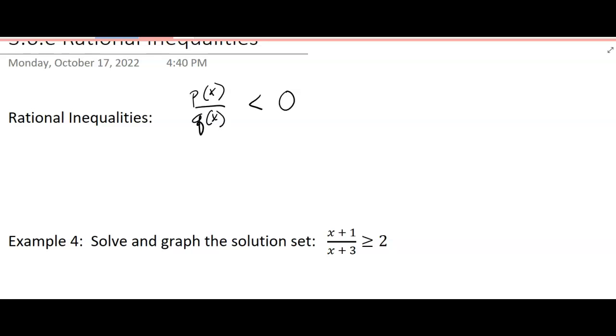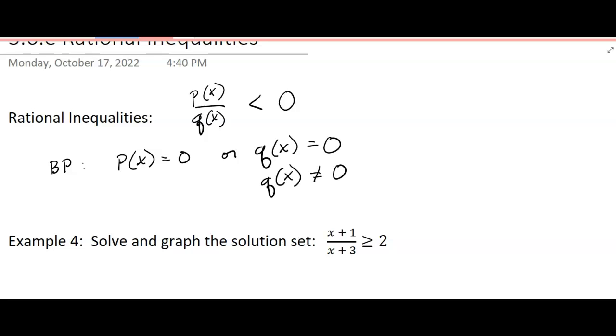So when you're finding your boundary points, they come from when the numerator equals 0 and when the denominator equals 0. And just remember, the denominator cannot actually be part of the solution set. I should put that up here. Q of x cannot equal 0. So you use it as a boundary point, but it's always going to be a dotted line for those. Okay? Over here, you could have an equal to part. The numerator could equal 0.